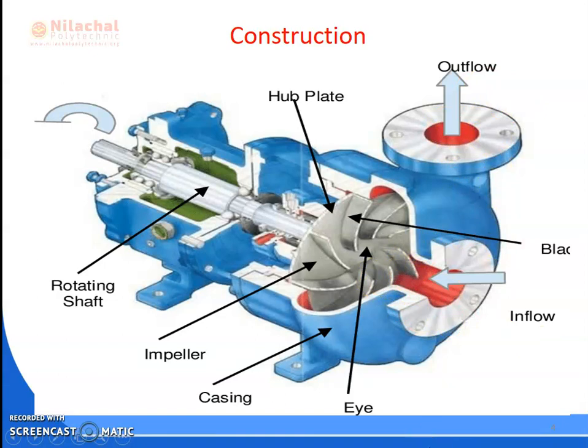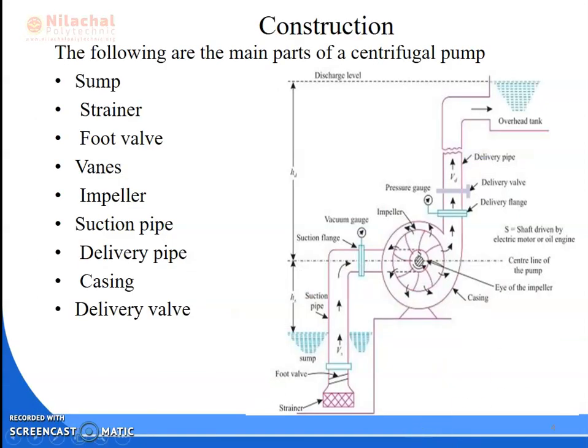So in the construction we will discuss what the parts of the centrifugal pump are. The following are the main parts of the centrifugal pump. In the diagram, you can see the strainer, foot valve, suction pipe, vanes, impeller, delivery pipe, casing, and delivery valve. These are the parts of the centrifugal pump, and we will discuss them one by one.